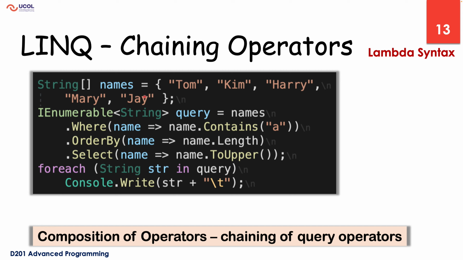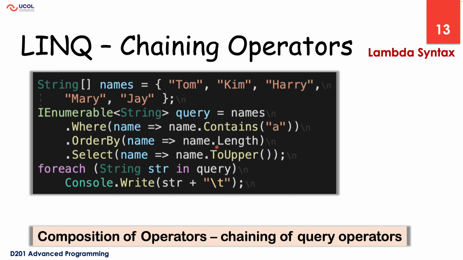Now once they have been returned, we are saying order by name.Length. If you look at that, the length of J is 3, the length of Mary is 4, the length of Harry is 5. Okay, so now we are saying order by. When you say order by, it will automatically order based on the criteria that we have given.